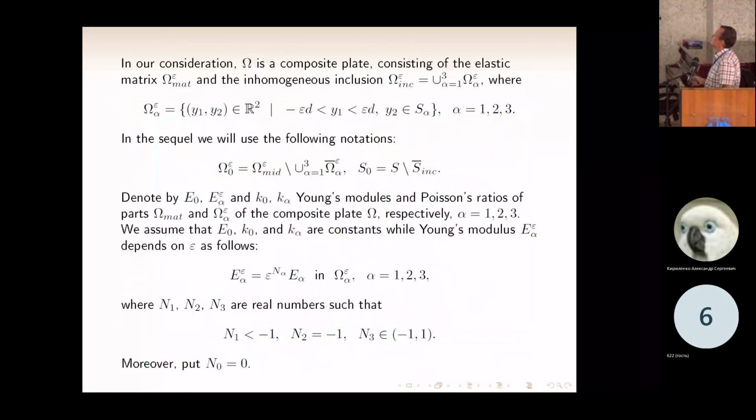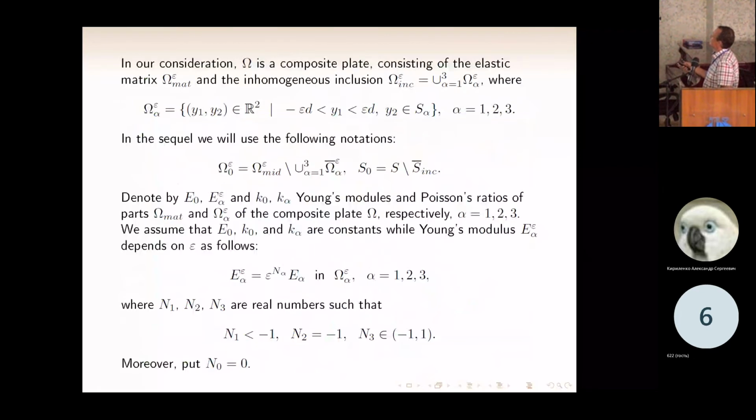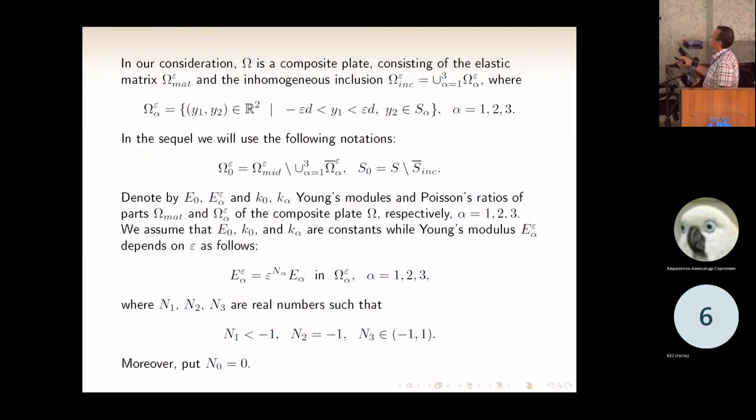Дальше что мы считаем? Мы считаем, что это называется упругой матрицей, то есть сама пластина, и эта пластина содержит вот это включение. Упругие свойства самой упругой матрицы постоянные, а упругие свойства включения, каждой из подобластей омега-1, омега-2, омега-3 эпсилон, зависят от эпсилон как эпсилон в степени n. И забегая вперед, переходя к пределу при эпсилон, стремящемся к нулю, получается три типа включений.